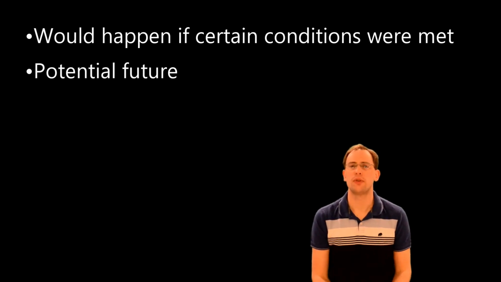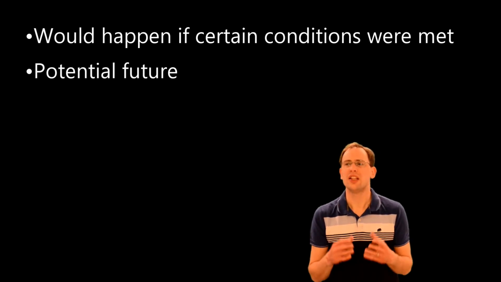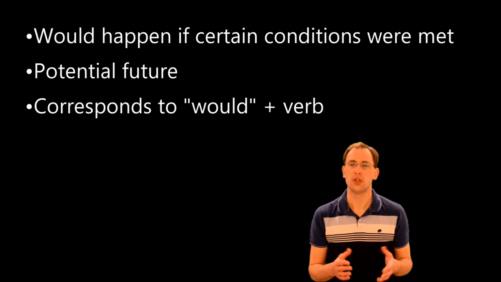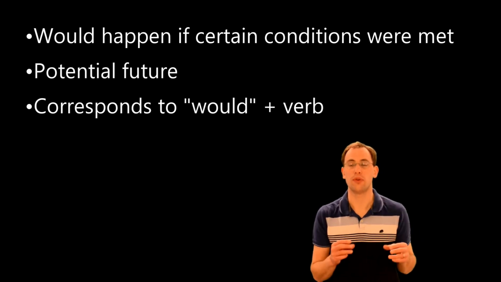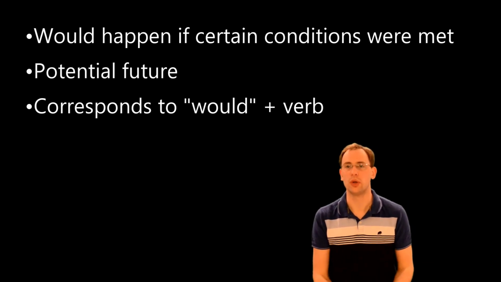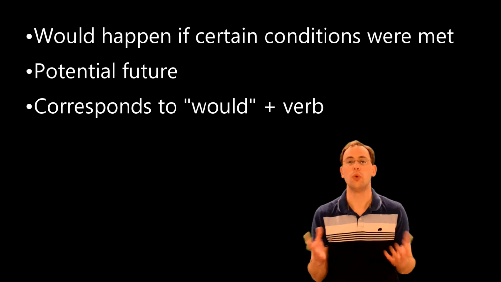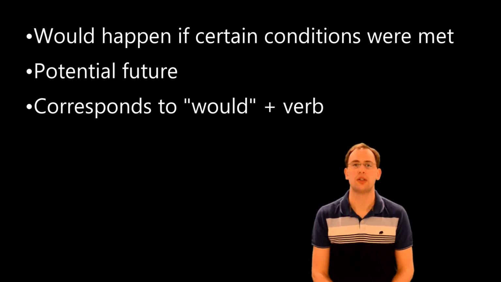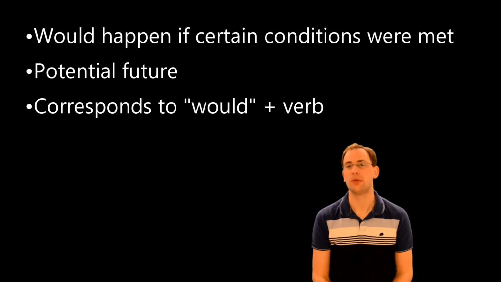Another way it's similar to the future tense is that the conditional tense corresponds to using the word would plus a verb. So where the future tense kind of stood in for the word will, because there's no word for will in Spanish, the conditional tense fills in for the word would. There's no word for would, W-O-U-L-D, in Spanish. So to use the word would for a potential future action, you would just conjugate a verb in the conditional.